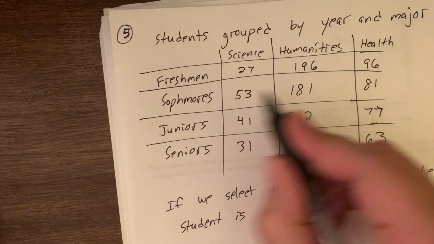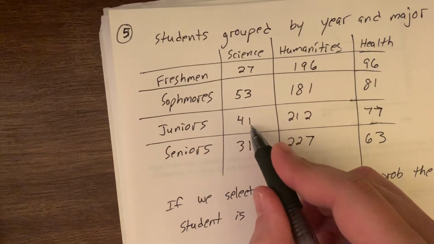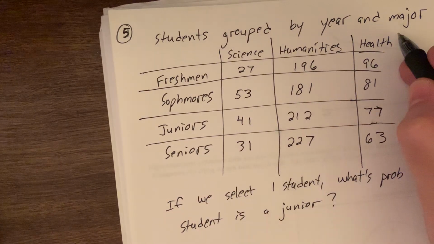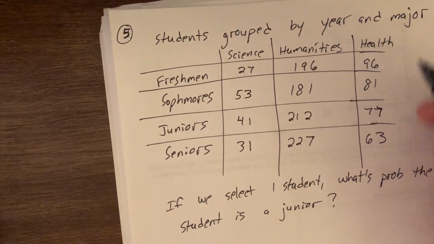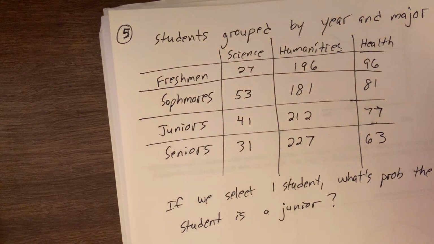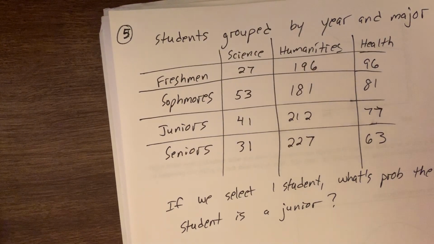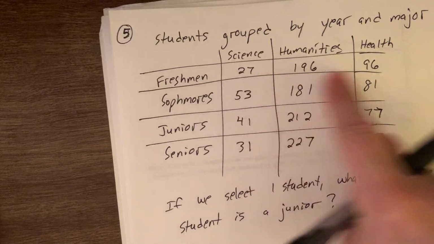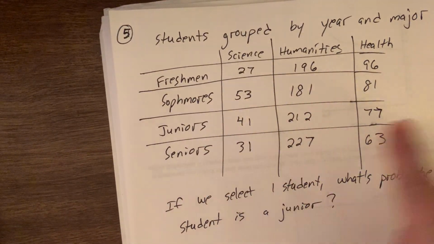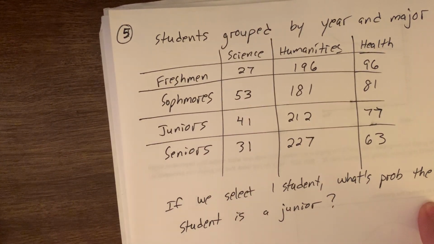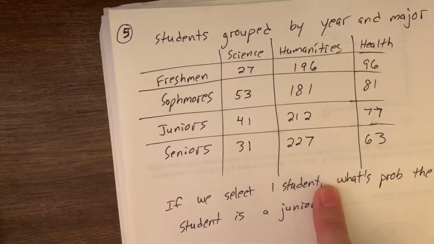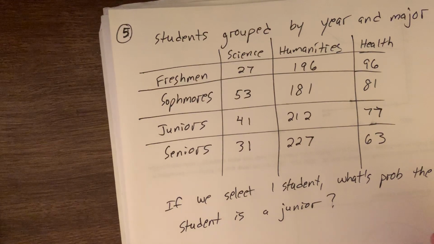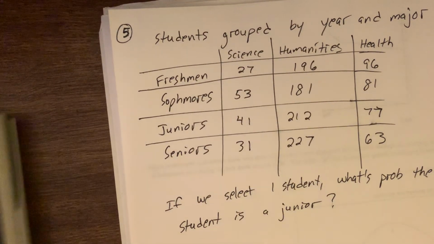There are 181 sophomores who are humanity majors, 41 juniors who are science majors, 77 juniors who are health majors. I could do this for every box, but just the point to make sure we understand. So if we want to know the total number of outcomes, it would be the total number of students. So we could add all the freshmen, all the sophomores, all the juniors, all the seniors and get that total, or add all the science majors, all the humanity majors, all the health majors. But either way, the total number of students is the sum of all of this.